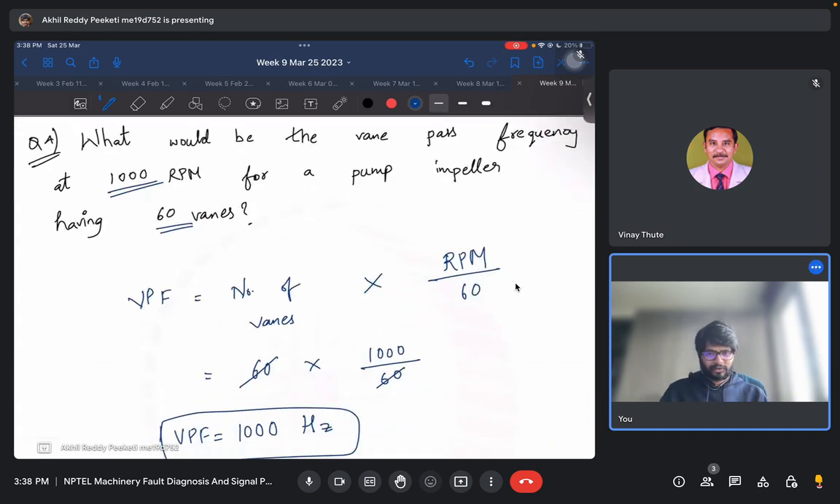And again one more question on the vane pass frequency. So here the RPM is 1000 and there are 60 vanes. So number of vanes into RPM by 60. So 60 into 1000 by 60, vane pass frequency is 1000 Hz.